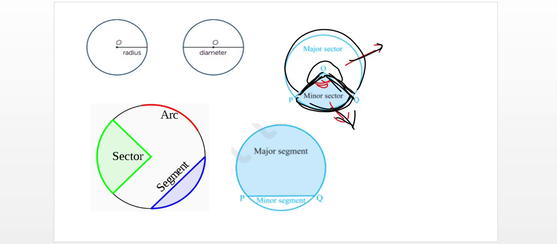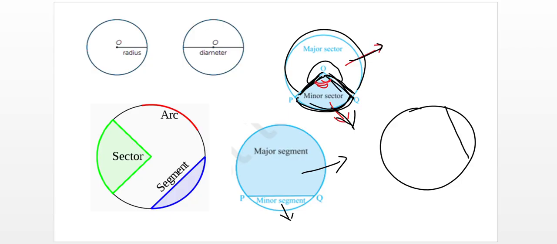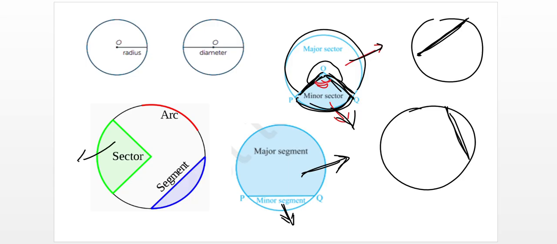What is a major segment and what is a minor segment? When you draw a chord in a circle. Now, what is a chord? A chord is any line that goes from one point on the boundary to another point on the boundary. So this is a chord, right? You can draw it over here, you can draw it here like this. A chord divides the circle into two parts. The bigger part is called the major segment and the smaller part is called the minor segment. In this lesson, mainly you have to find the area of the sector, whether it's major or minor.